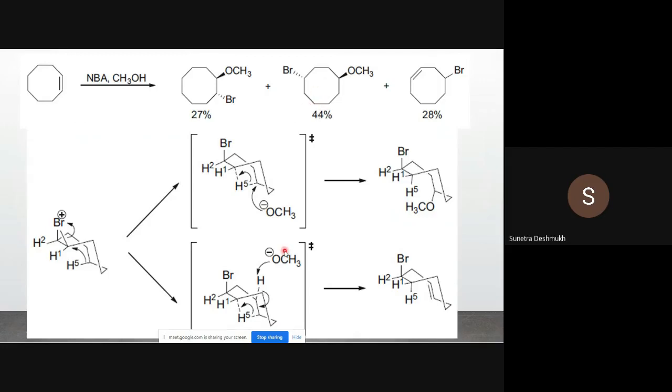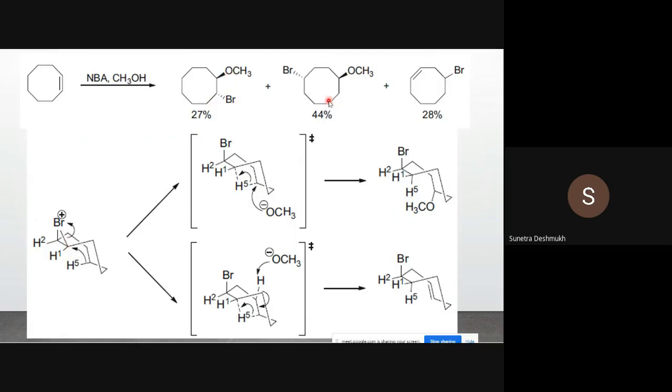So now, how did we get the olefin? How did we get this product? Only these two are abnormal. This is the normal product, this is two. Once we get the bromonium ion, then methoxide gets attached from here, so you will get this product.